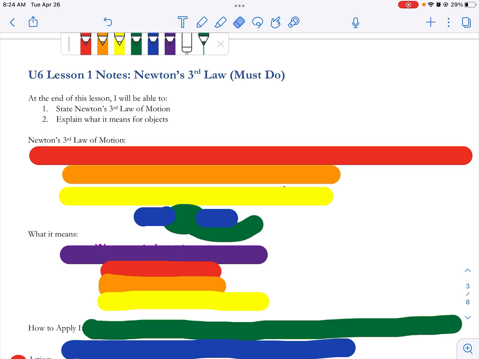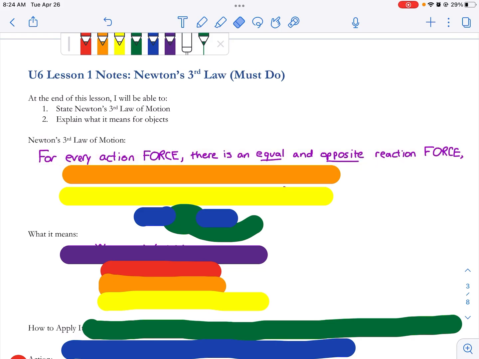So we're going to start with the sentence that most people know with a couple of extra words, okay? So the third law says for every action force, there is an equal and opposite reaction force, and those extra words are force. It's always about forces. It's Newton's third law of motion, but it's always about forces. Forces, I wrote it in big letters there, forces. Every action force, there's an equal and opposite reaction force, okay?